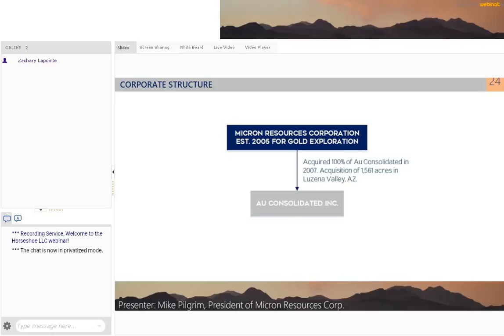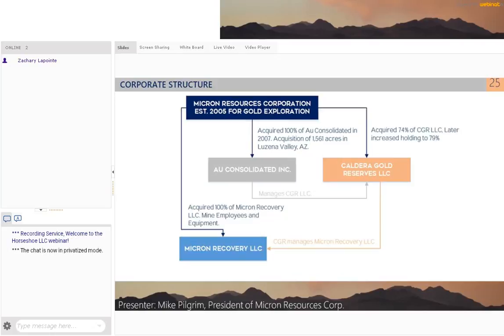We then added two other companies. One is Micron Recovery LLC. Right now we use that entity for all of our mine employees and equipment, for asset protection purposes for the holdings of the land that we own and all the other assets of the company.